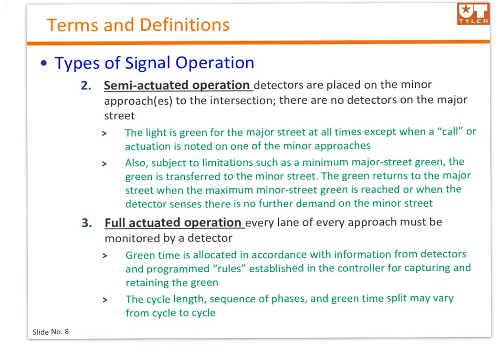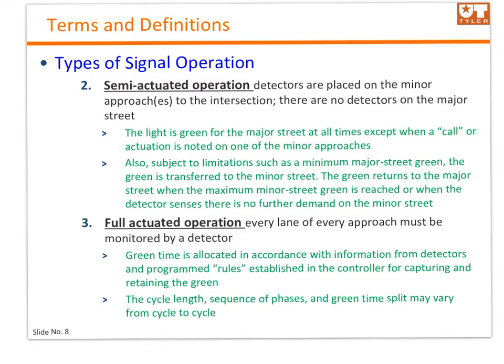The second type of signal operation is semi-actuated operation. In this case, the detectors are typically placed on the minor approach to the intersection. There are no detectors on the major street, however. So the light is typically kept green for the major street at all times, except when a call or actuation is noted on the minor approaches.